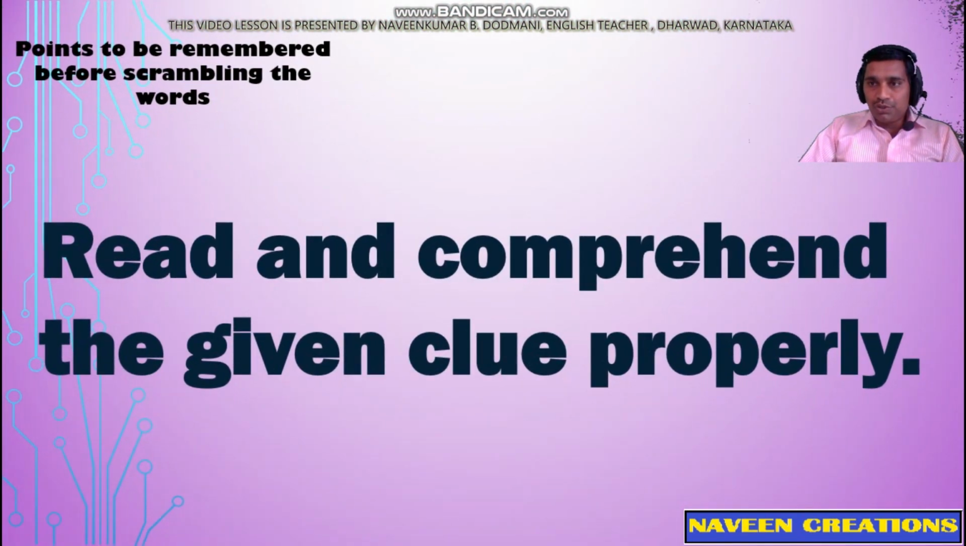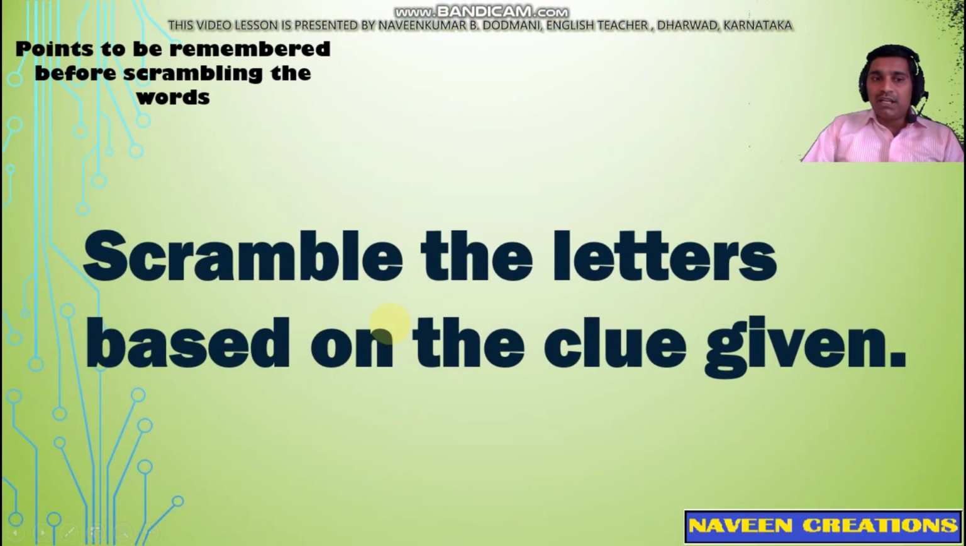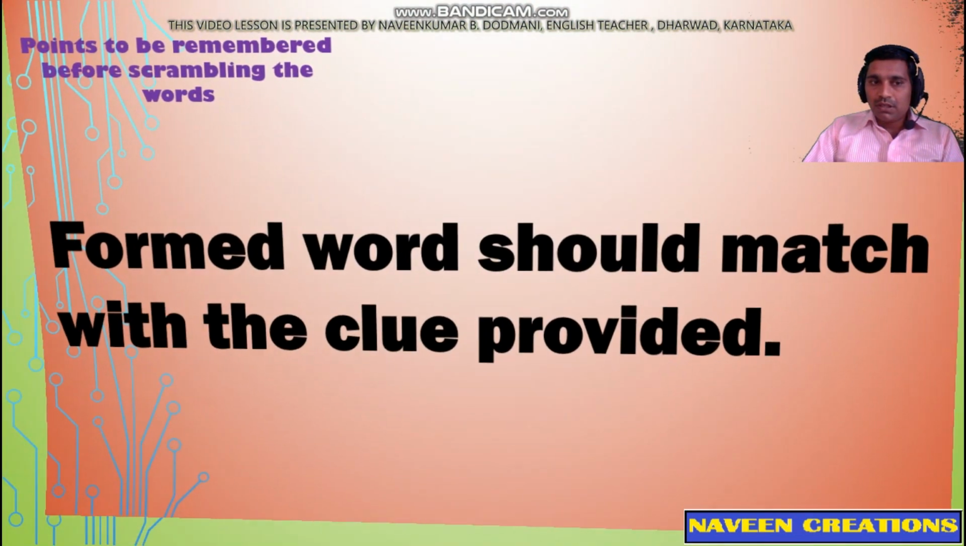The next thing that you should do is read and comprehend the given clue properly. We should read the given clue very carefully and understand it. Only then are we able to rearrange the letters to make the word which is equivalent to the given clue. Then scramble the letters based on the clue given.